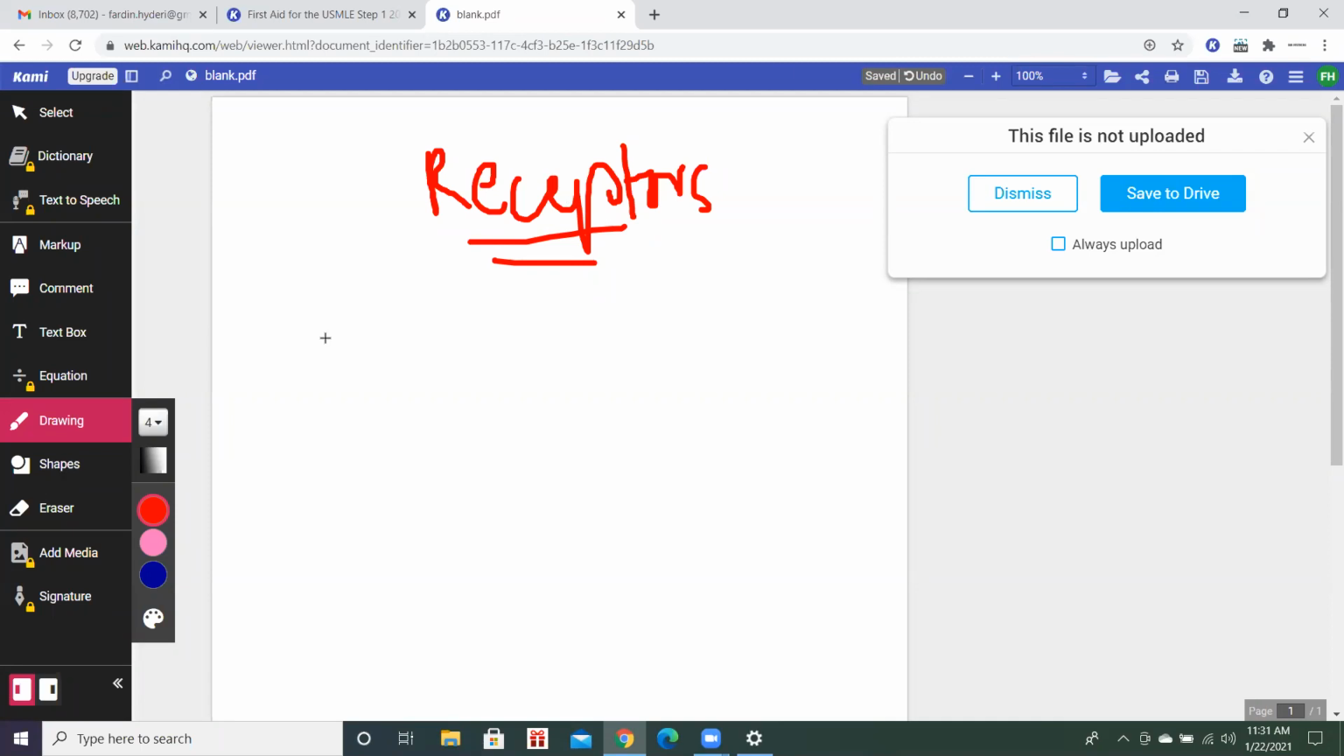First of all, let's talk about the easiest receptor there is: the receptor for Epstein-Barr virus. What is the receptor that Epstein-Barr virus attacks? Epstein-Barr virus will go and attack CD21. You have to be 21 years old to drink beer: Epstein-Barr virus. Okay, 21 years old. So Epstein-Barr virus is CD21.